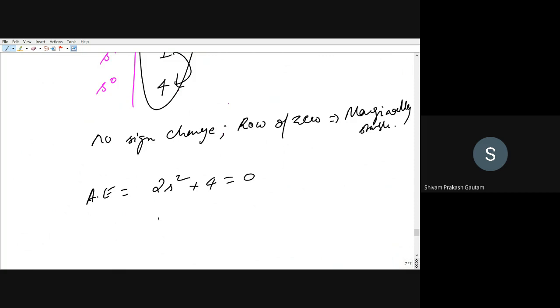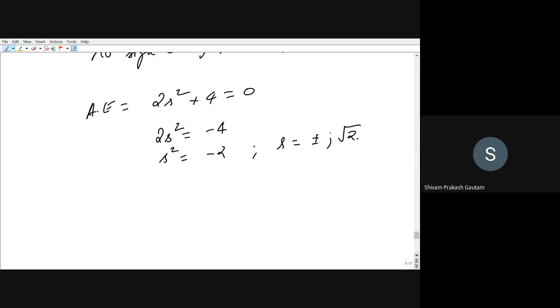So 2s square will be equal to minus 4. So s square will be equal to minus 2, and s will be equal to plus minus j root 2. So the frequency of oscillation is root 2. This is the frequency of oscillation, and you can represent this in the s plane as well. This is the real part, sigma, and this is the imaginary part, plus j root 2, and this is minus j root 2.